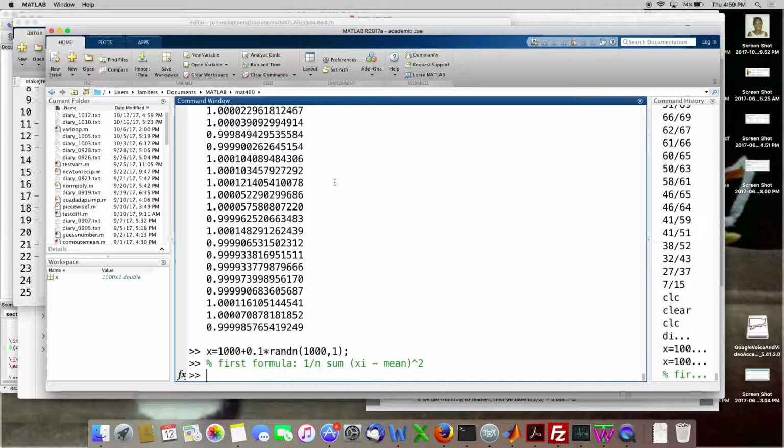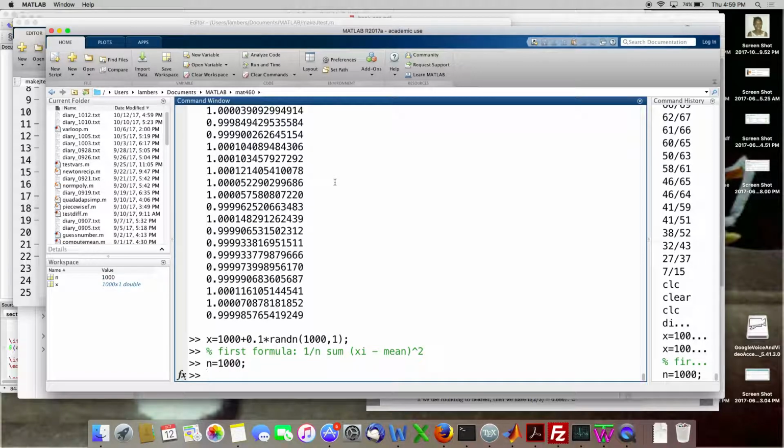So the easiest way to do that, now n is equal to 1,000. I'll just put it in a variable for compactness. Probably the easiest way to do this is, I'll call this S1 for the first standard deviation. That would be 1 over n times the sum of x, your vector x, and you need the actual mean. Well, the MATLAB function mean will give you the mean. But I want to square all the elements of that vector. So I can do dot squared.